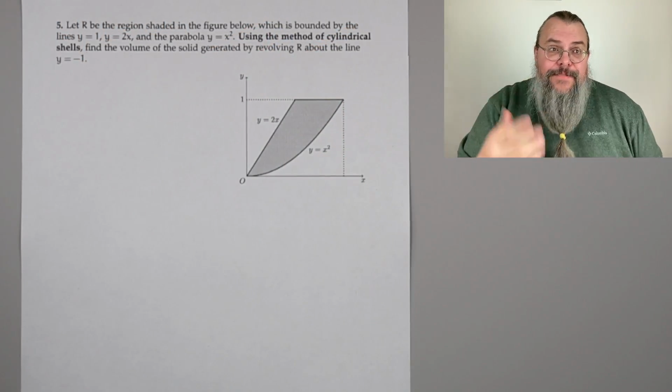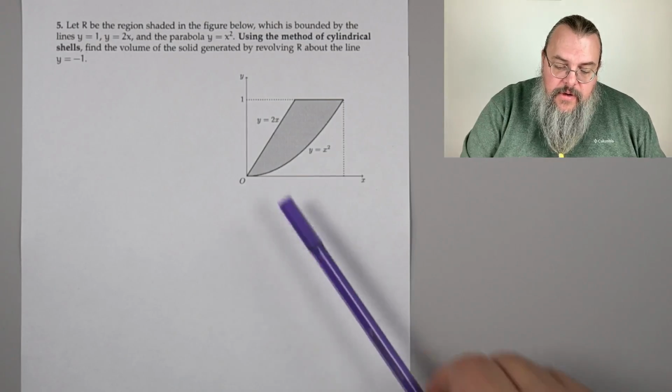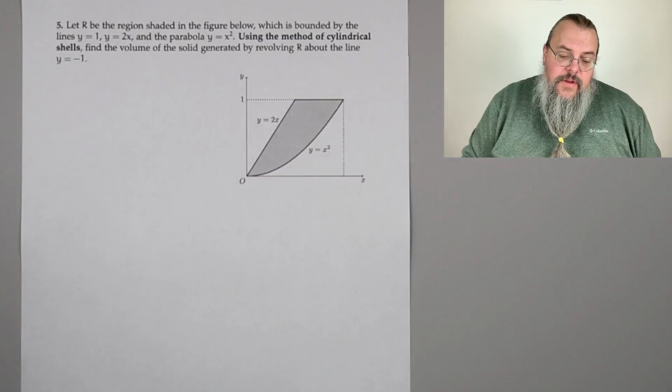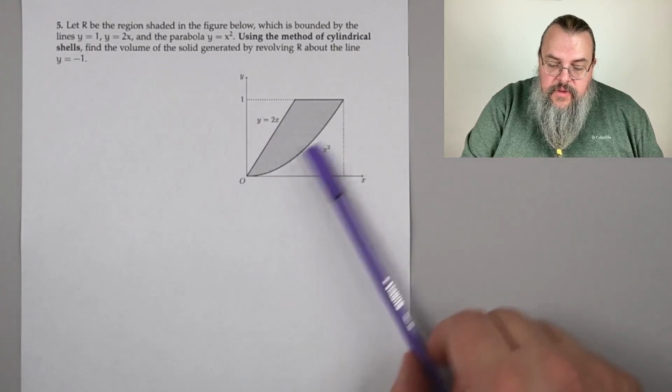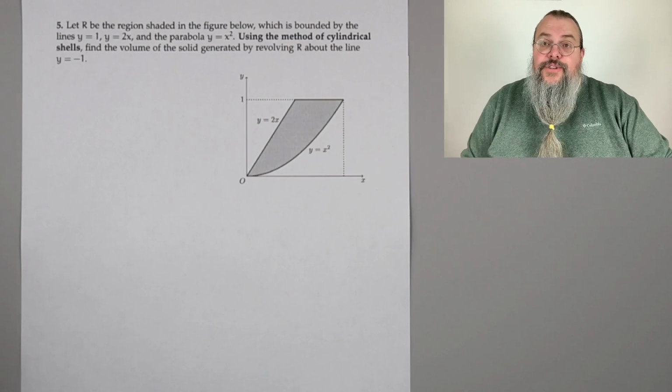Number 5. Let R be the region shaded in the figure below, which is bounded by the lines y equals 1, y equals 2x, y equals x squared. Use the method of cylindrical shells.